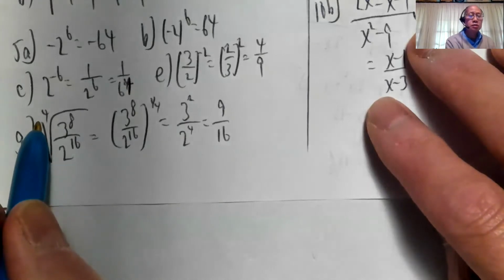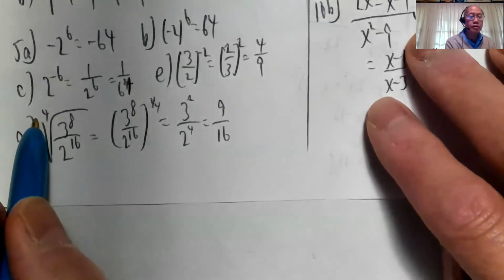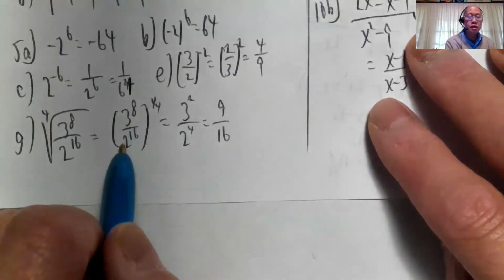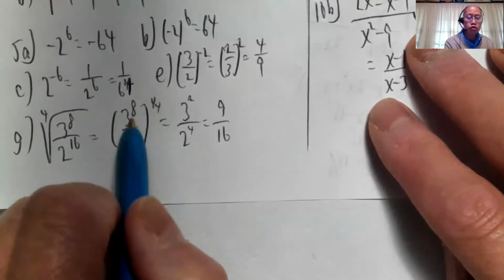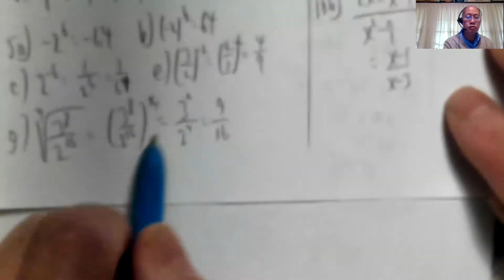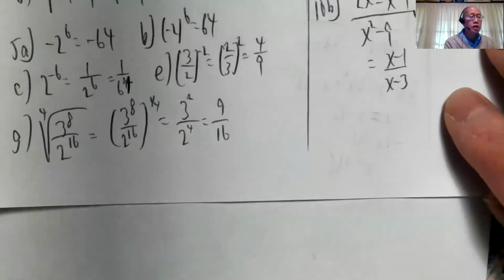G, if I take the 4th root, it's the same thing as raising to the 1/4 power. So 3 to the 8th over 2 to the 16th, to the 1/4. I can distribute here. If you have a power of a power, you multiply the powers. So this is 3 squared. This is 2 to the 4th, 9 over 16.